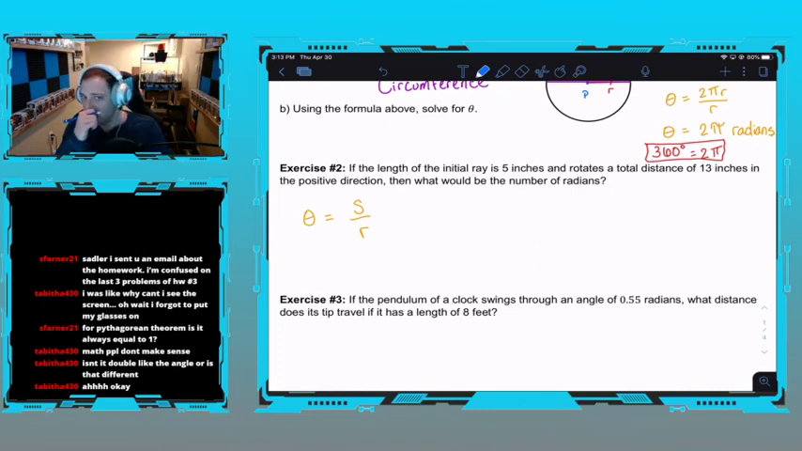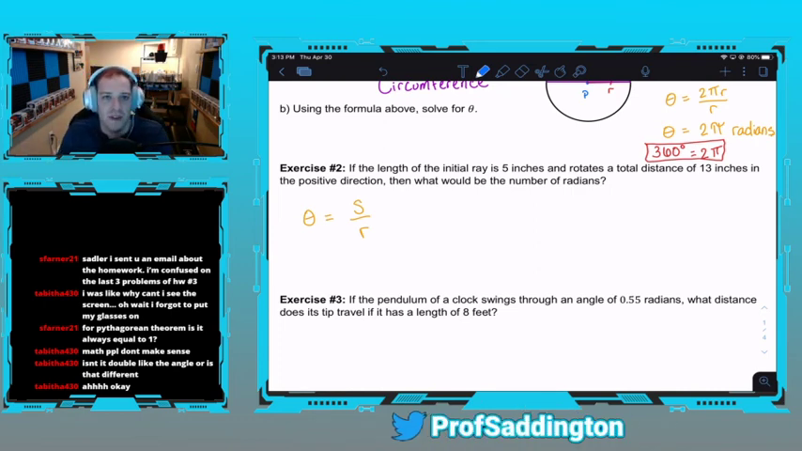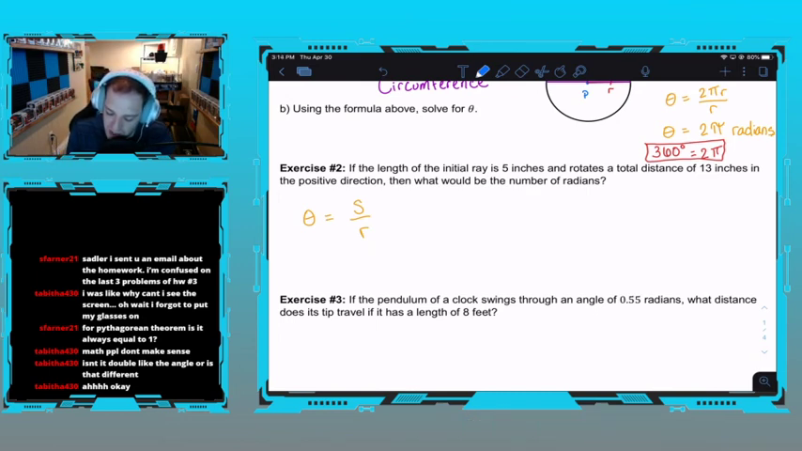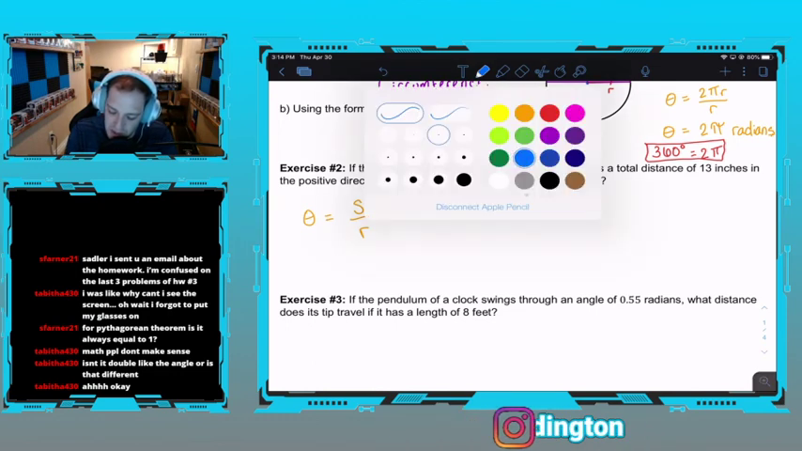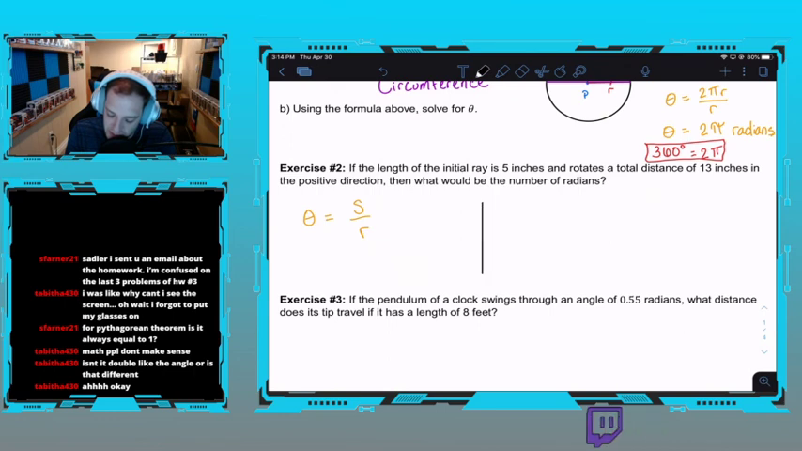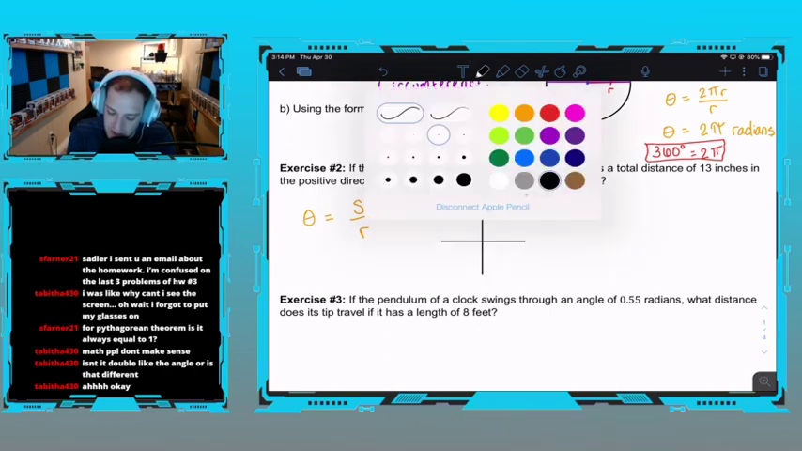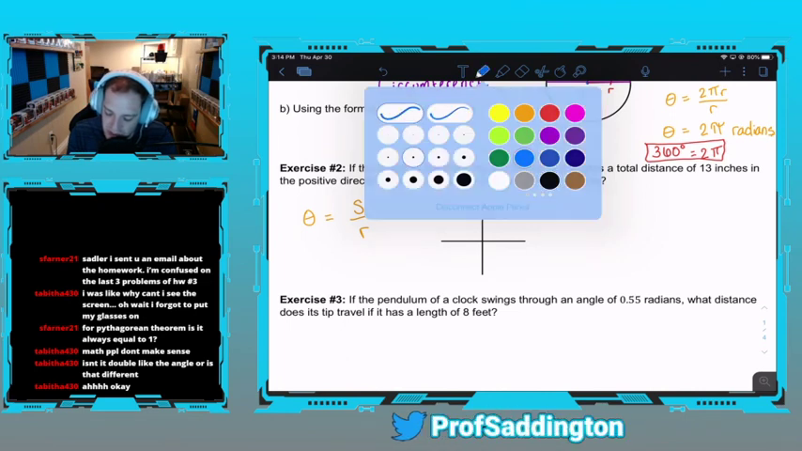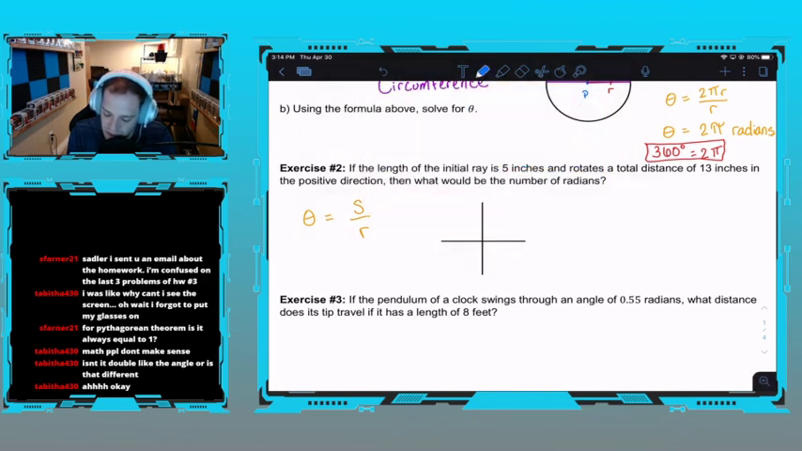But as far as this exercise goes, we just have to figure out where everything's going to be plugged in. So I'm going to draw it out and then we'll figure out where it goes in the formula. It says we're starting off with the initial ray. I'm going to do it like we did the last couple of days. I have my x and y axis. The initial ray is going to be 5 inches. So we started here, and that is going to be 5 inches.